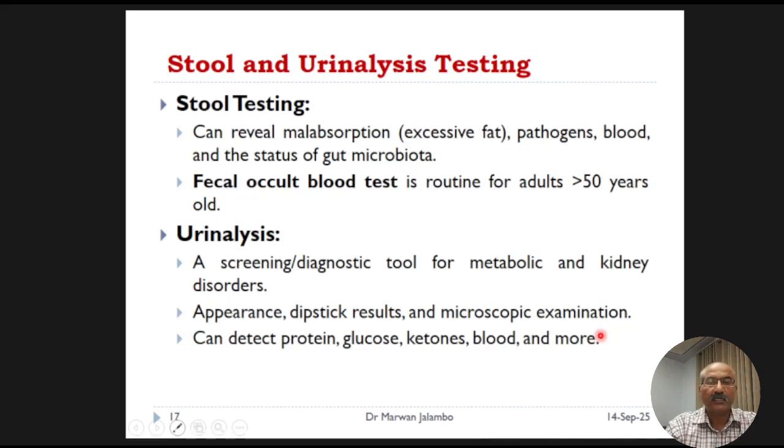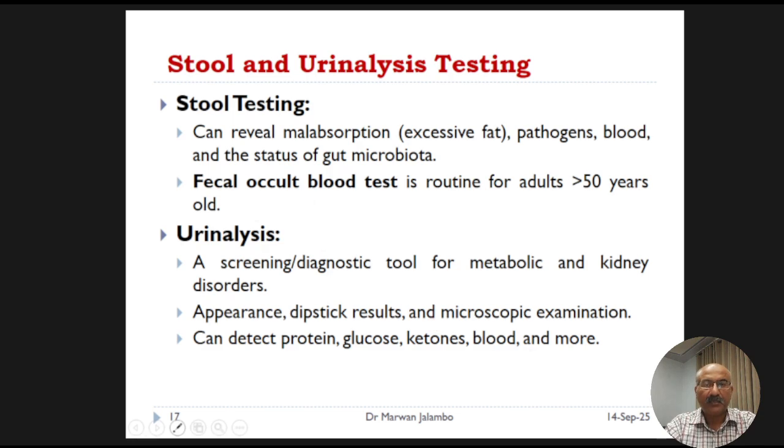So the stool testing can be very revealing. It can tell us about malabsorption, for example, by detecting an excessive amount of fat. We can also use it to identify pathogenic bacteria, especially in case of prolonged diarrhea, or to assess the overall status of gut flora. The fecal occult blood test, which screens for hidden blood in the stool, is a routine screening for adults over 50 years.